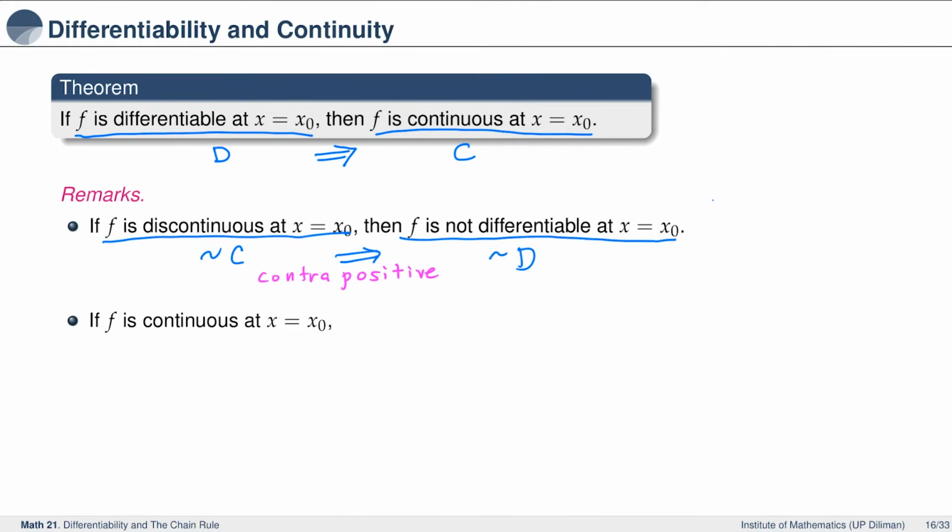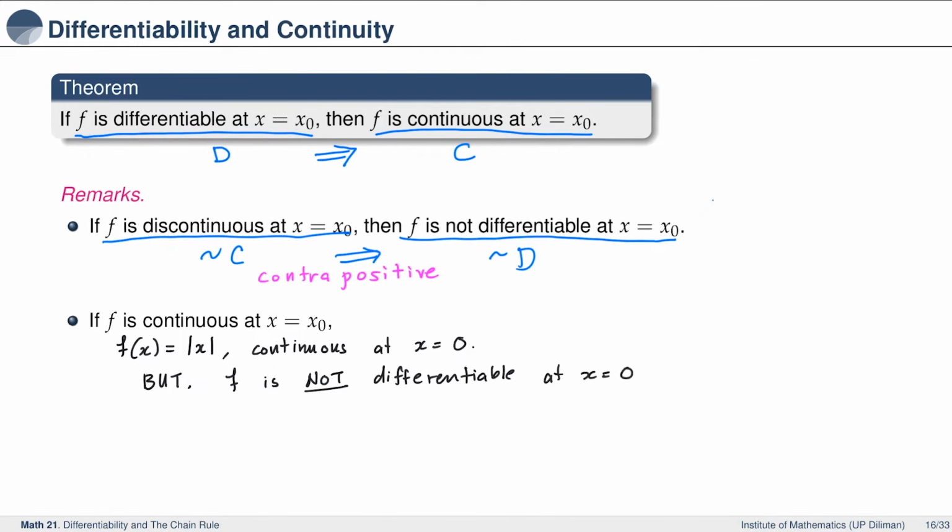Now, what if we have a function that is continuous at x equal to x naught? Does it follow then that the function is also differentiable at that point? Well, if you remember the absolute value function, it was continuous at x equal to 0, but we were able to show that it is not differentiable at x equal to 0. So here we have a counterexample to that statement. Therefore, if the function is continuous, it does not necessarily mean that it is differentiable. So C does not imply D.